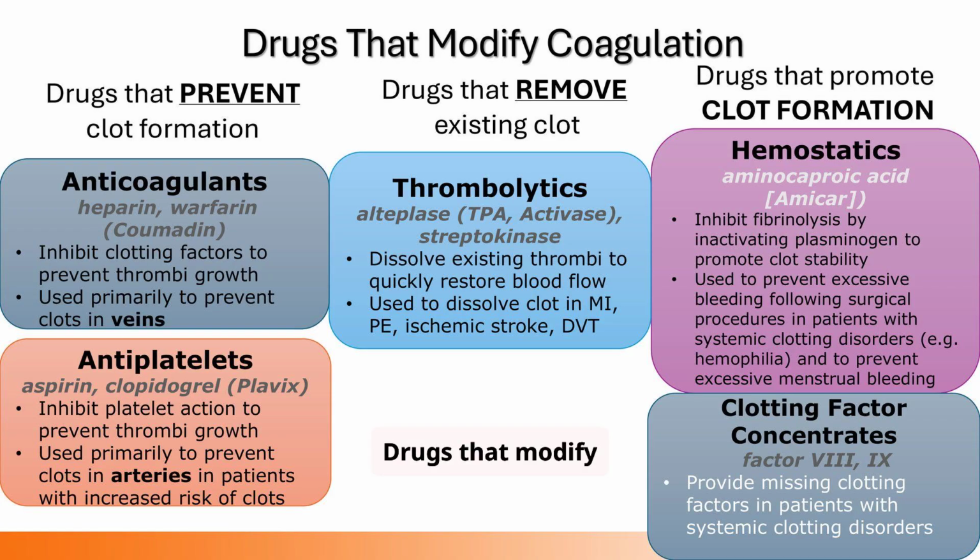Drugs that modify coagulation can be broadly classified into three categories. First, we have anticoagulants, like heparin and warfarin, which prevent clot formation. Second, we have thrombolytics, such as Alteplase and streptokinase, which dissolve existing clots. Finally, we have hemostatics, like Aminocaproic acid, which promote clot formation. Each class has a distinct mechanism of action and specific clinical applications.